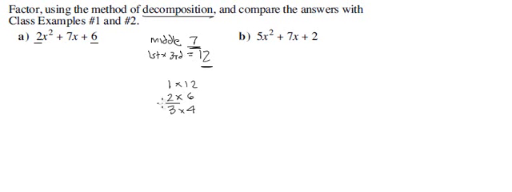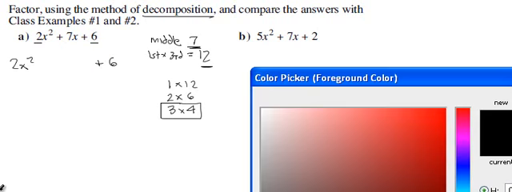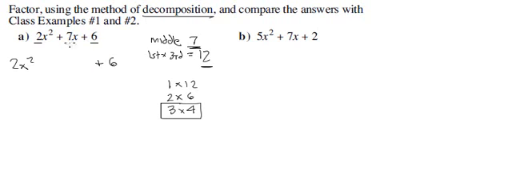In this case, it doesn't take too long to figure out that positive 3 and positive 4 are the numbers which will add up to 7 and multiply to 12. Now here's what you do with those. We're going to use these two numbers to replace our middle term. So we're keeping 2x squared. Nothing changes with that. We keep the 6. Nothing changes with that. But where the 7x used to be, instead we're going to put plus 3x plus 4x.